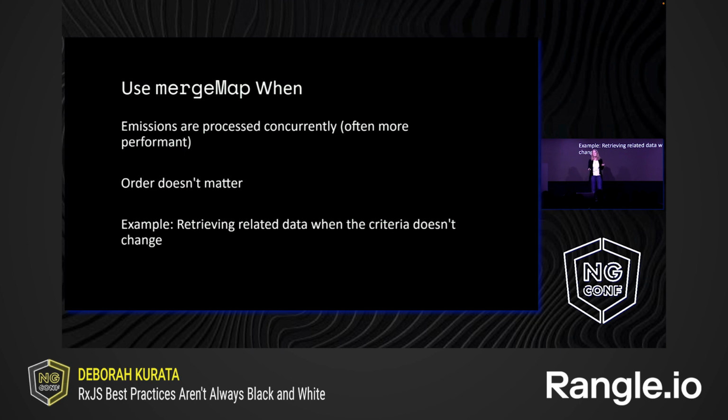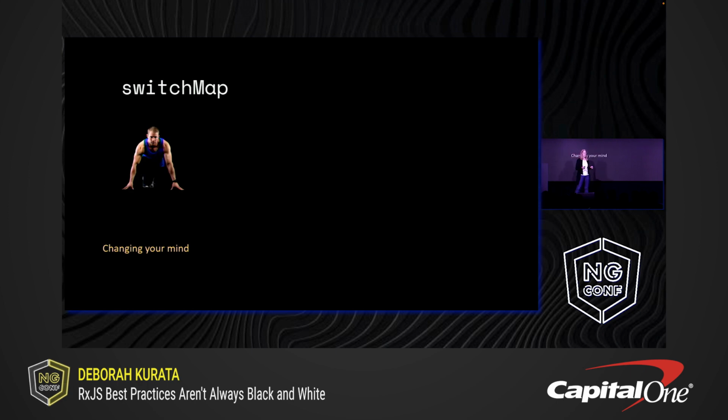So retrieving related data when the criteria for that doesn't change, like it did in our user pick scenario. We'll see an example of this coming up.